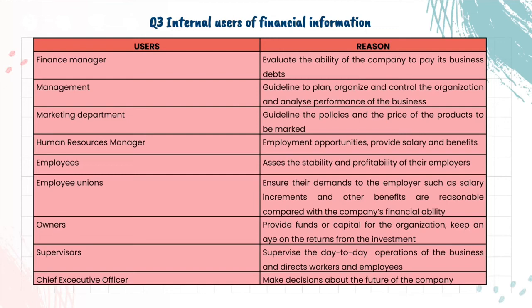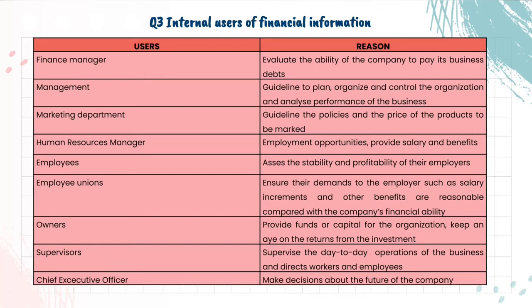Next, here are the internal users of financial information. Firstly, we have the finance manager that uses financial information to evaluate the ability of the company to pay its business debts. Next is management that uses financial information as a guideline to plan, organize, and control the organization and analyze performance of the business. Marketing department uses financial information as a guideline for the policies and the price of the products to be marked. And then we have the human resources manager that uses financial information for employment opportunities, to provide salary and benefits to the employee.